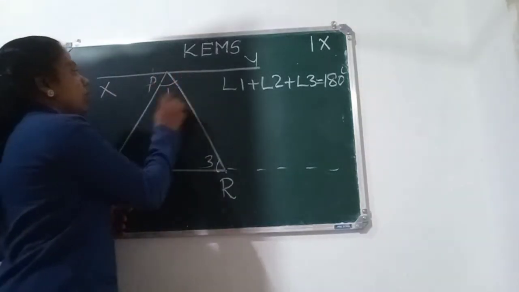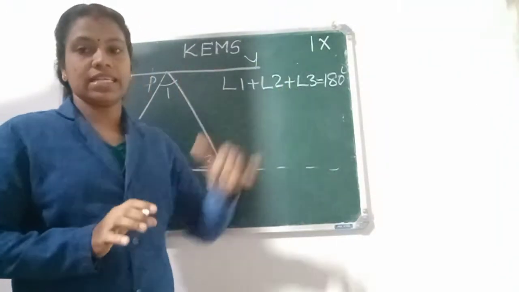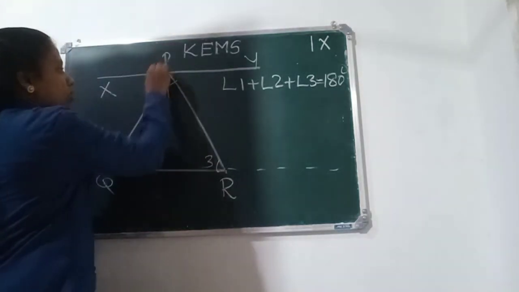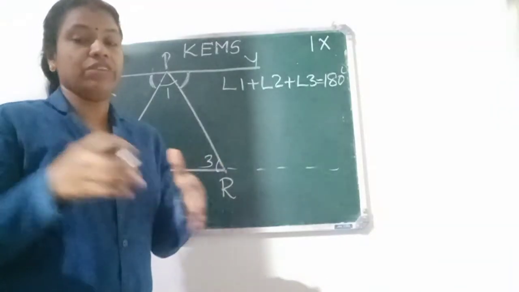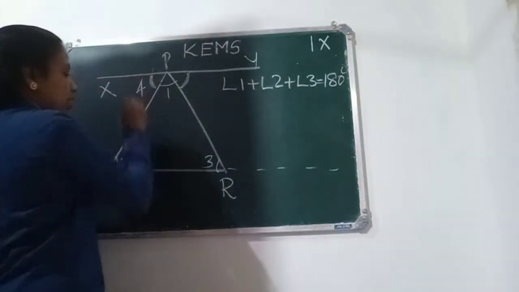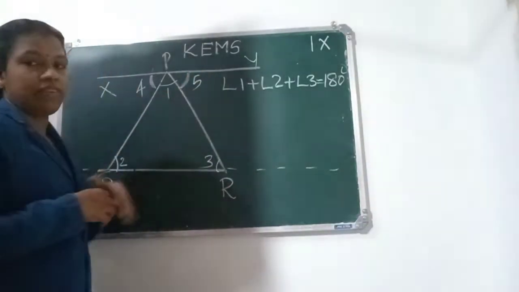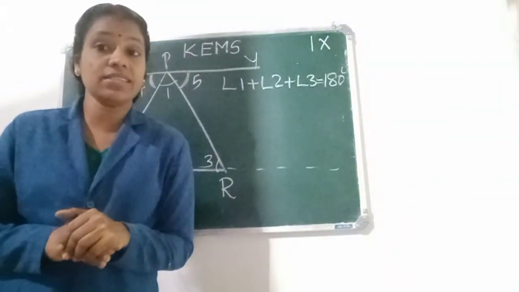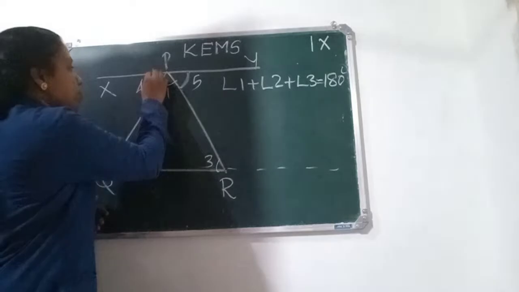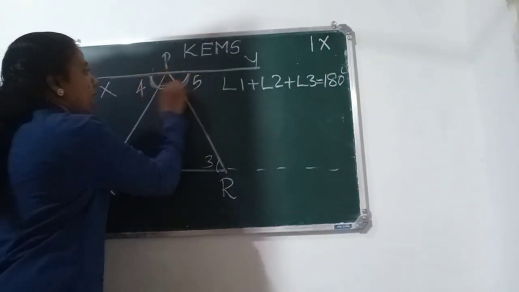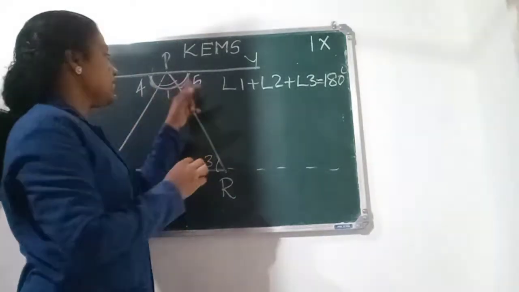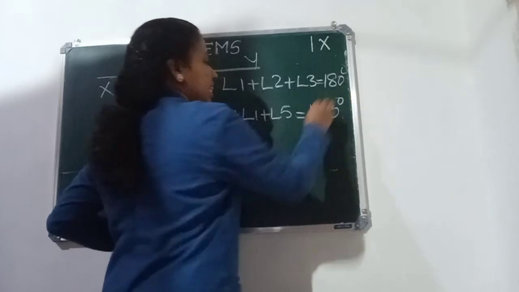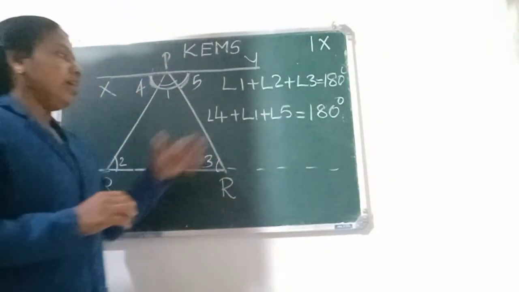Now, XPY is a line. The two newly formed angles through this line, let us name them angle 4 and angle 5. And since XPY is a line, the sum of these three angles is a linear pair, isn't it? A straight line forms the angles of a linear pair. So the sum of these three angles, angle 4 plus angle 1 plus angle 5, equal to 180 degrees, by the linear pair axiom.